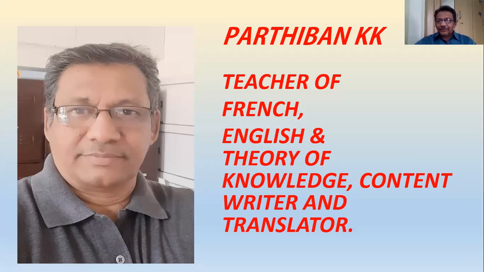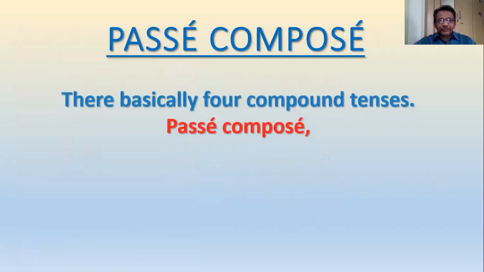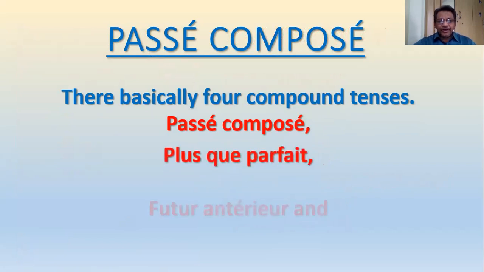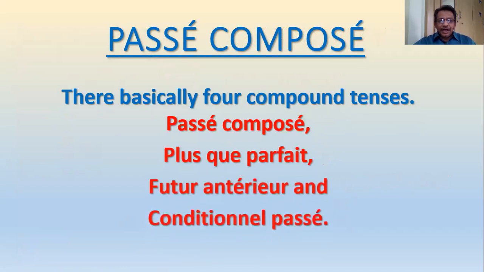Now, like I said, today we are going to learn Passé Composé, which is one of the four main compound tenses in French. Before I start teaching you Passé Composé, I would like to briefly tell you what a compound tense is. There are basically four compound tenses: passé composé, plus-que-parfait, futur antérieur, and conditionnel passé. These are the four main compound tenses which are used in French.